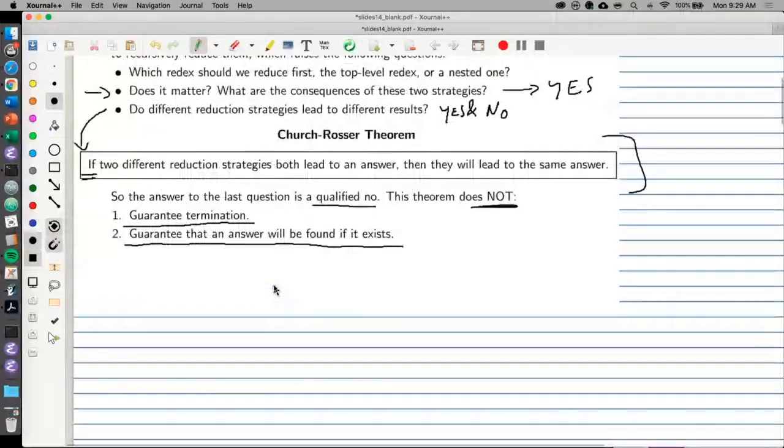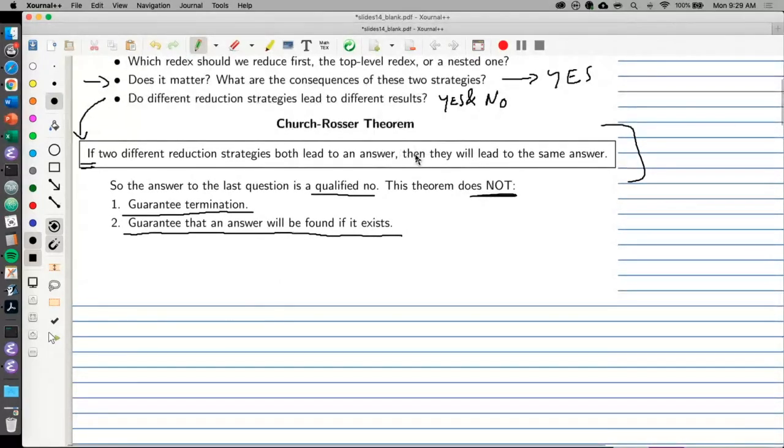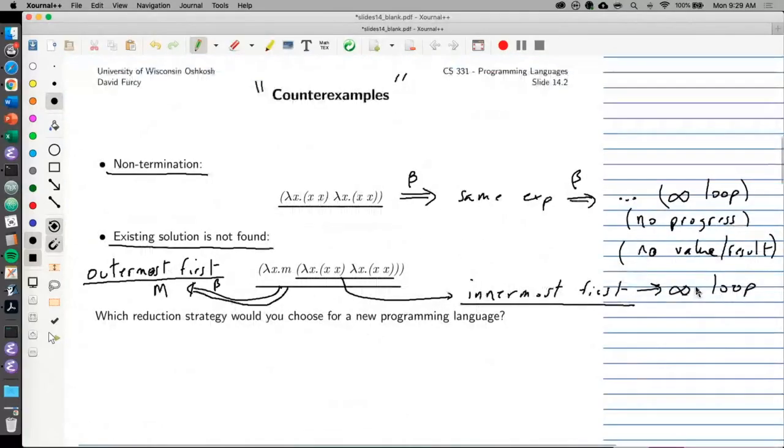But remember, the theorem didn't say that you would get the same result all the time. It said, if both strategies return a value, then it's guaranteed to be the same. But in this case, this theorem doesn't apply because this one doesn't give a value. So it doesn't say anything. The theorem doesn't apply to this thing.